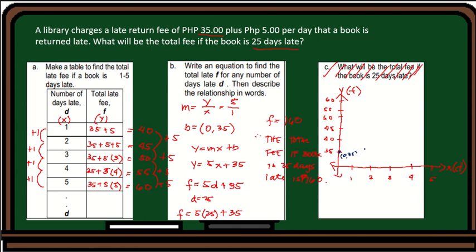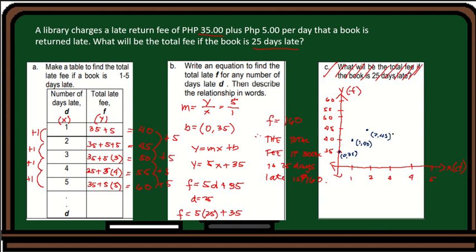Next, when it is day 1, when you are 1 day late, how much will you pay? That will be 40 pesos. So, you have 1 and 40. Right? 1 is the D, 40 pesos is the payment. Next, on the second day, 2, you will be paying 45 pesos. So, this will be 2 and 45. To check your graph, 2 days late, you will be paying 45 pesos.